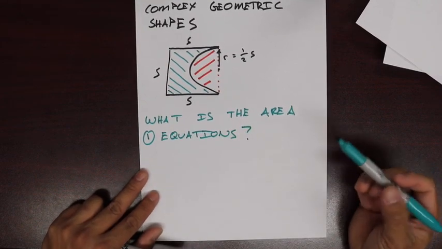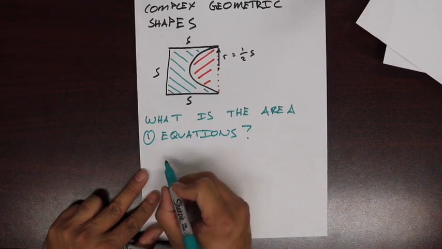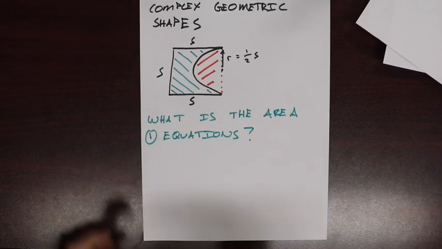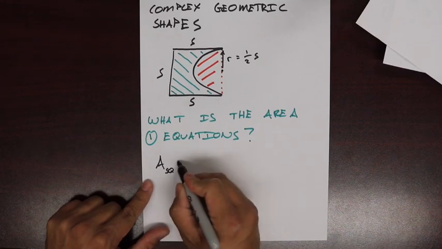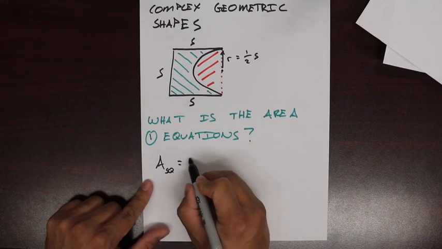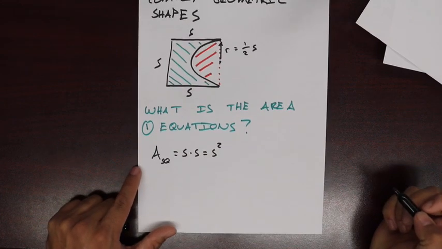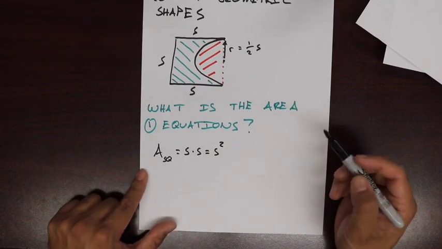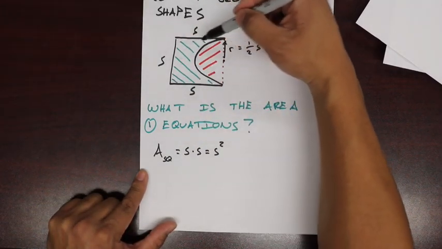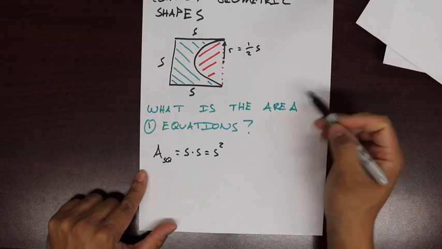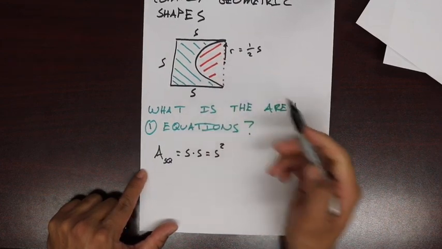Well, we need the equation for the square, right? And that's really easy. We know that that's essentially the equation for the square. So the area of the square is going to be side times side, or side squared. Now, we only want to know what the area is of the green shaded part. So essentially we want to find the area of a half circle.